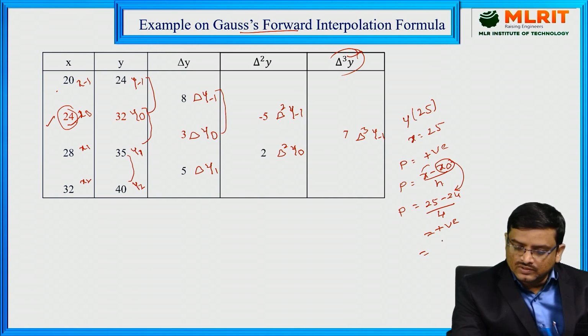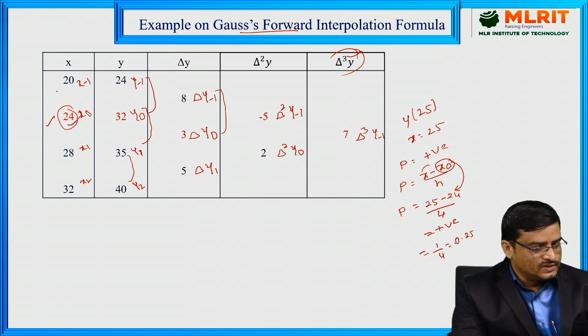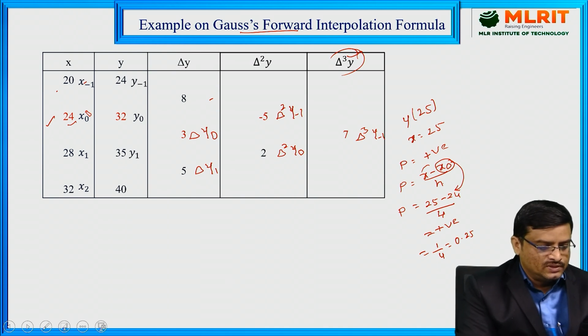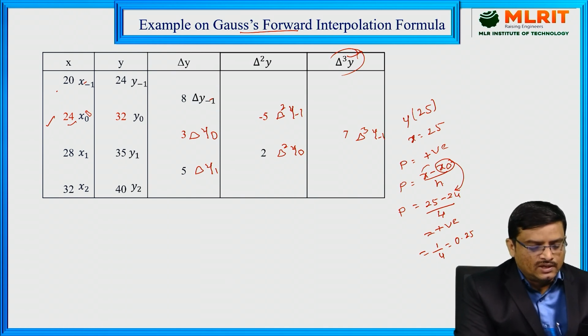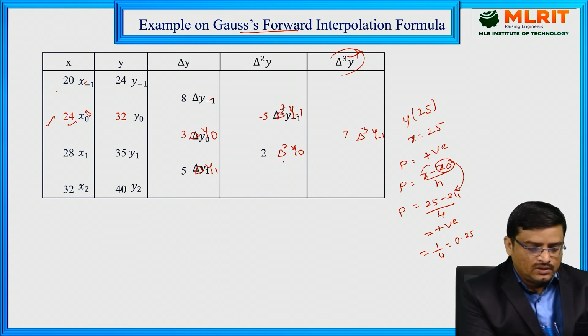Now calculate this p value. 25 minus 24, that is 1 by 4. You will get this value equal to 0.25. That is the thing we have taken in the previous step. That's why we have represented x naught and these y values here. This is y suffix minus 1, the same thing. And this is delta y suffix minus 1, delta y naught, delta y1, delta square y suffix minus 1, delta square y naught, and this is our delta cube y suffix minus 1.